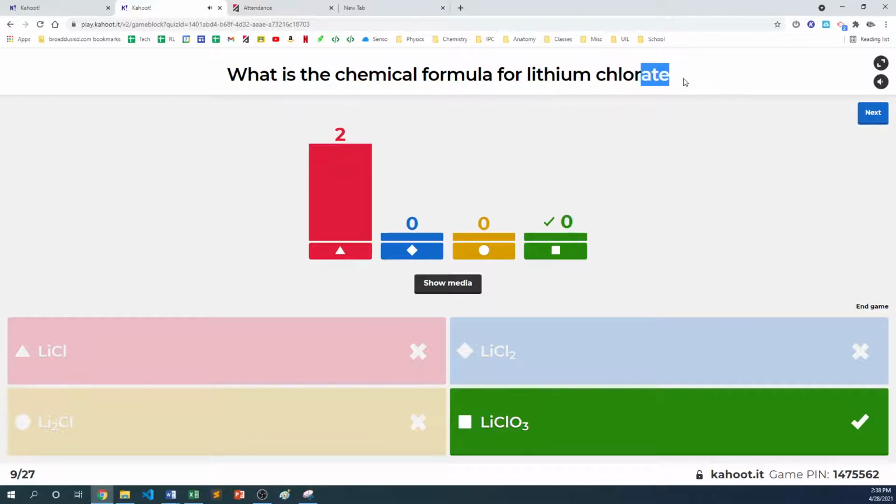So the ate ending is going to tell you this is an oxyanion of chlorine. An oxyanion tells you that it has oxygen attached with chlorine. So this is the only one that has oxygen attached to it. And if you look at the table of oxyanions for the ate versions, you will see that chlorate is ClO3 -1. Lithium is +1, so it's a 1-to-1 ratio.